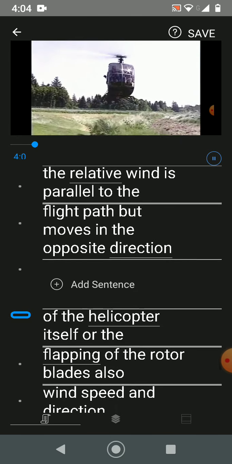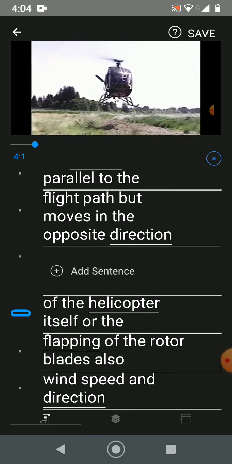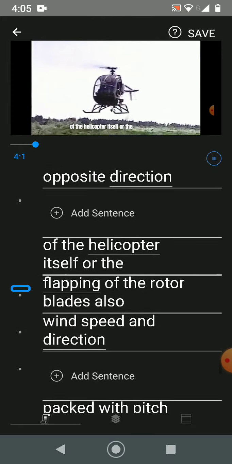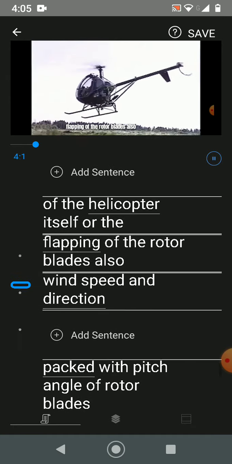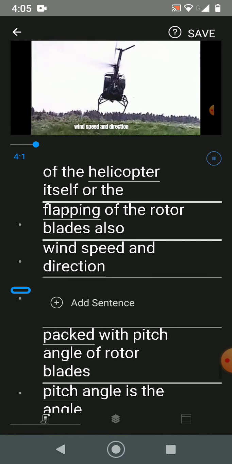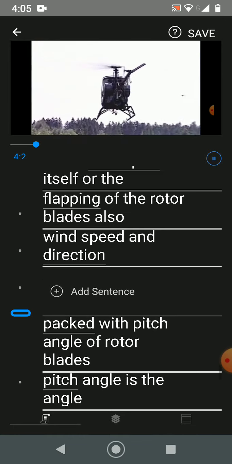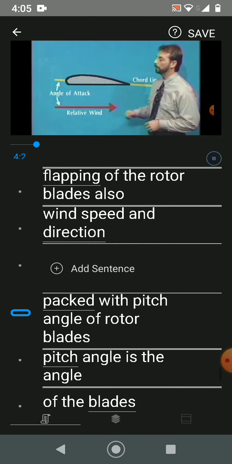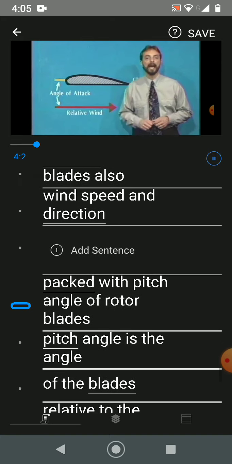Relative wind may be affected by several factors, including the rotation of the rotor blades, horizontal movement of the helicopter itself, or the flapping of the rotor blades. Also, wind speed and direction. The angle between the chord line and the relative wind is the angle of attack.